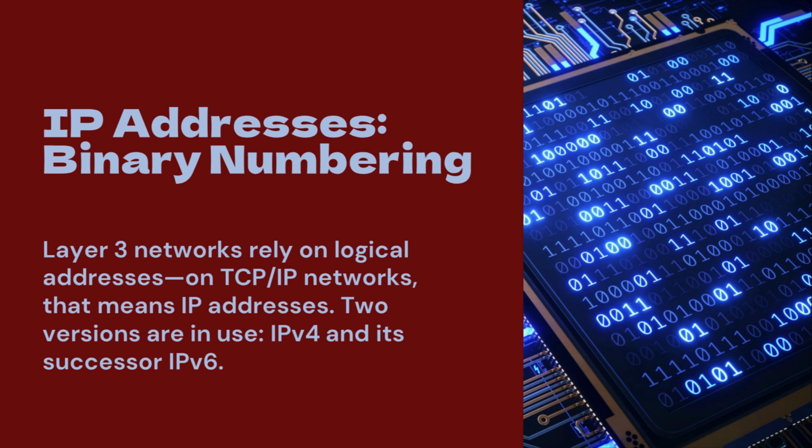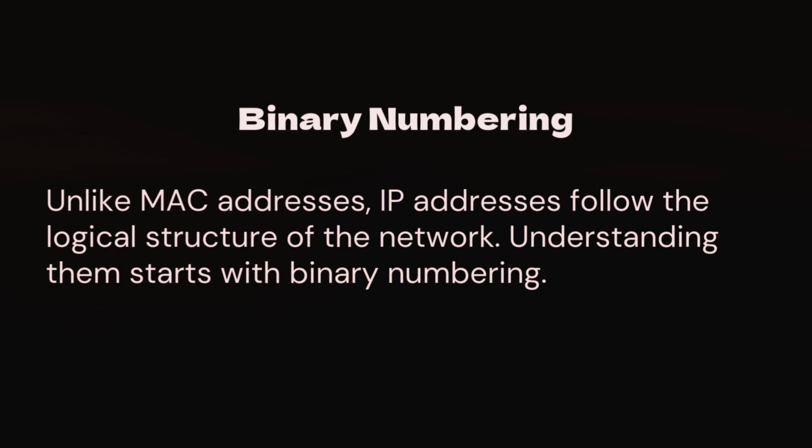Today we start with chapter 4, IP addressing, and we will be looking at module A, IP addresses. Now layer 3 networks rely on logical addresses, and on TCP/IP networks that would be IP addresses. Two versions of IP are in use, namely IP version 4 or IPv4 and its successor IP version 6 or IPv6. Now in networking, every device needs a unique address, and that's where IP addresses come in.